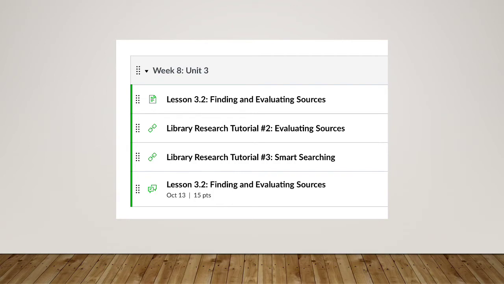So each one of those will take you to a very good video that will help you figure out how do you actually determine if a source is credible. Is it a reliable piece of information that will actually further your research? And then at the bottom, Lesson 3.2, that discussion post is due by Sunday. Oops, no, I'm sorry, by Wednesday. Wednesday is the 13th.